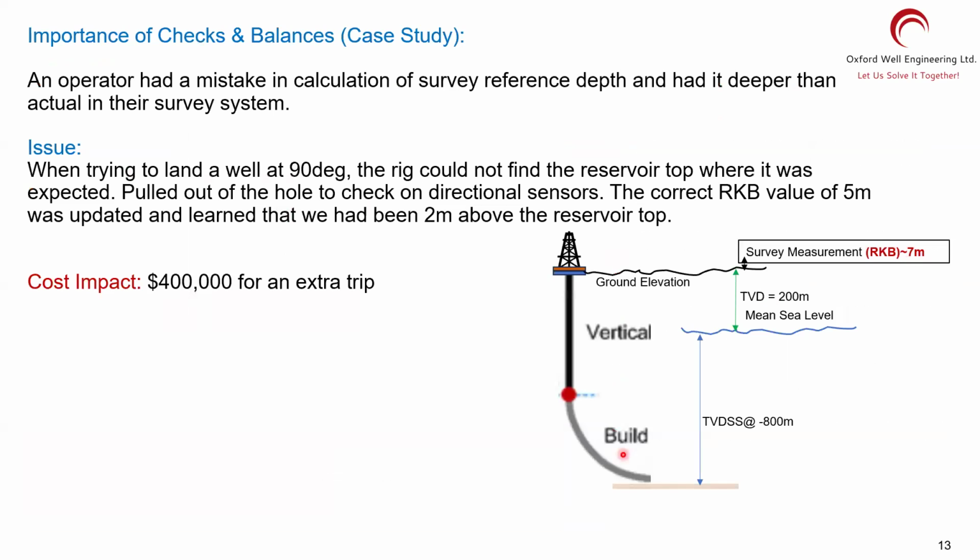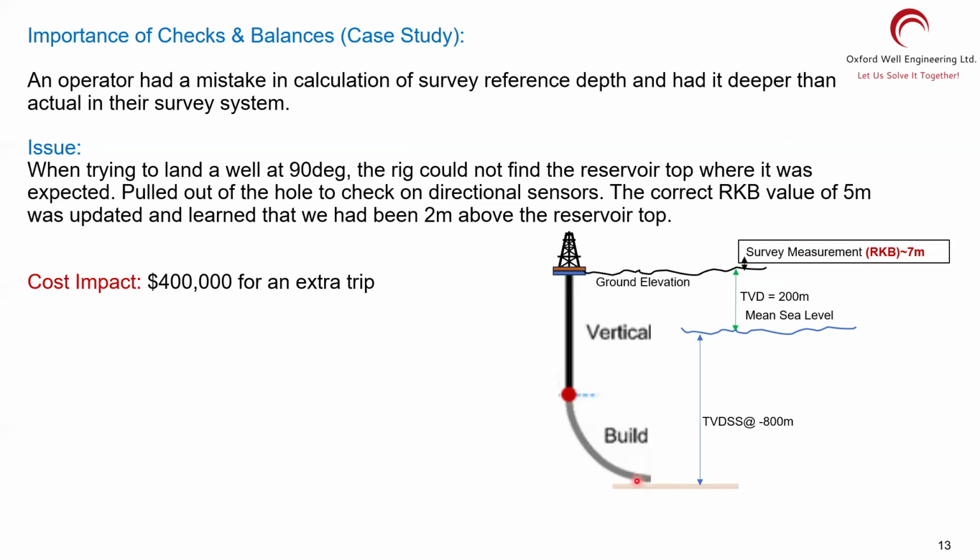Because of that, they could not find the horizontal bed. When they tried to land it, they could not hit it. They were just 2 meters above it because their survey system had a mistake. The survey was saying that you are 2 meters deeper, but you were 2 meters shallower from reality. They could not find it.